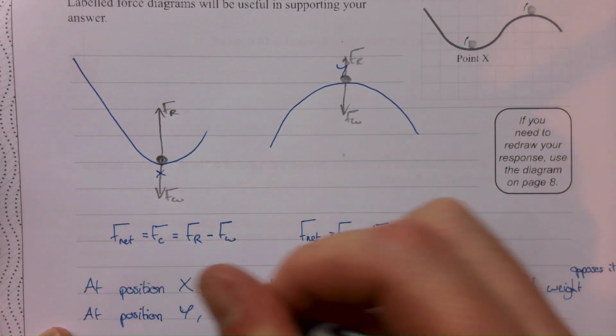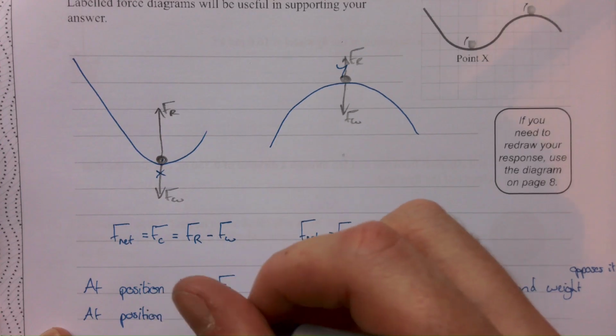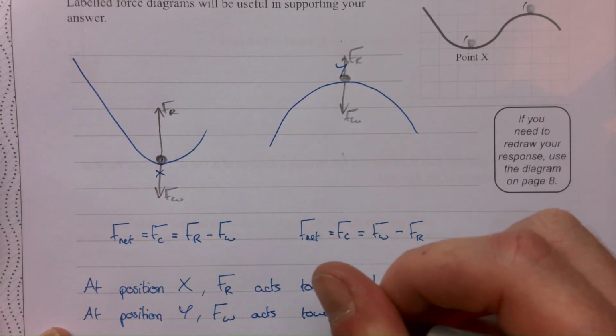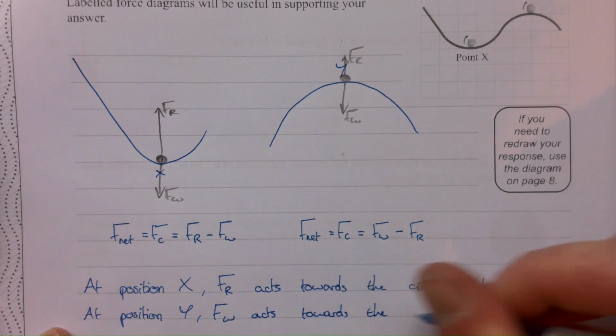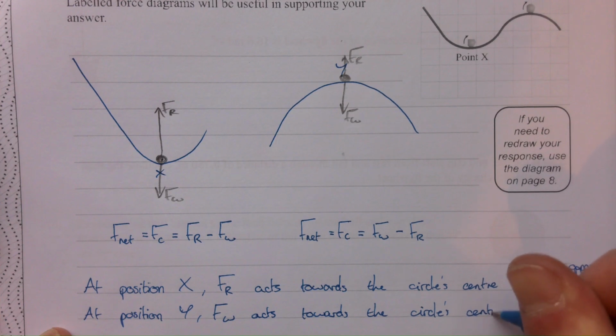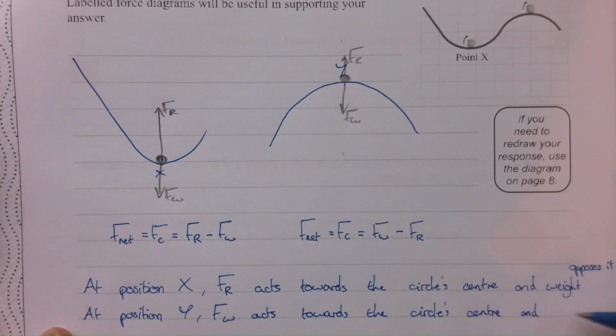At position Y, Fw acts towards the centre of the circle, and the reaction force opposes it again.